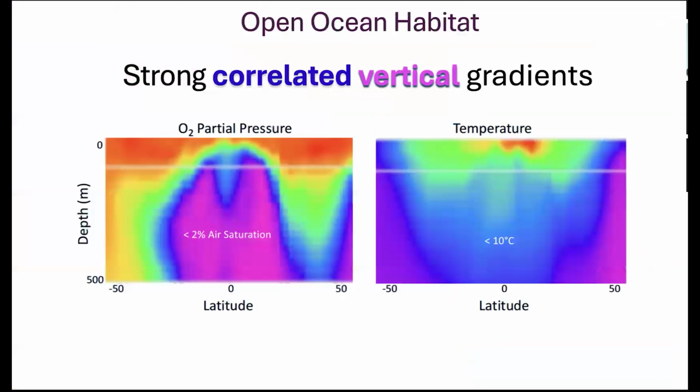I tend to work in open ocean habitats, or at least did until the last decade or so. They differ in a number of important ways. As you go deeper in the ocean, in this graph showing 0 to 500 meters, you have strong correlated gradients in oxygen partial pressure and temperature. So animals that live in this tropical depth range only see air saturated water when it's really warm. And if they experience cold temperatures, it's always extremely low in oxygen. You do not find these animals ever in cold water with high oxygen.